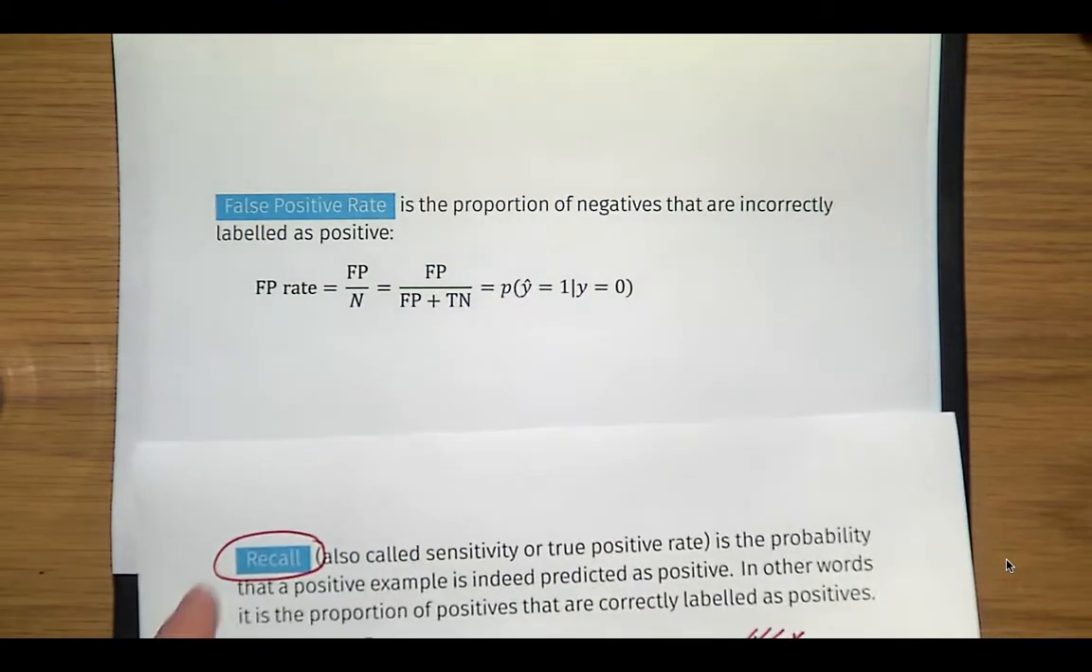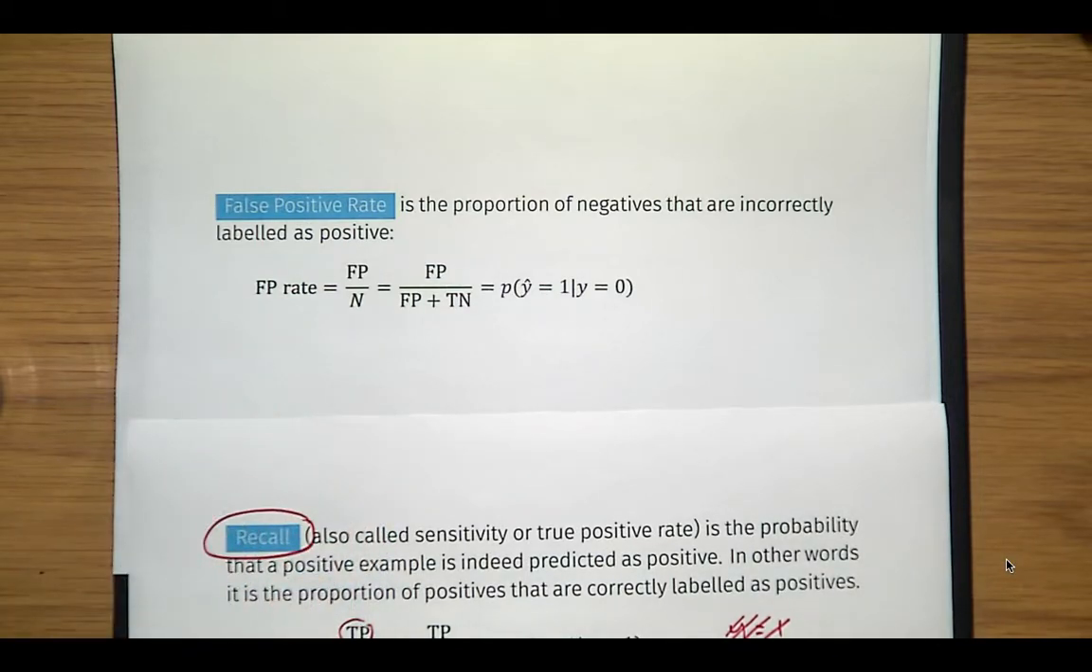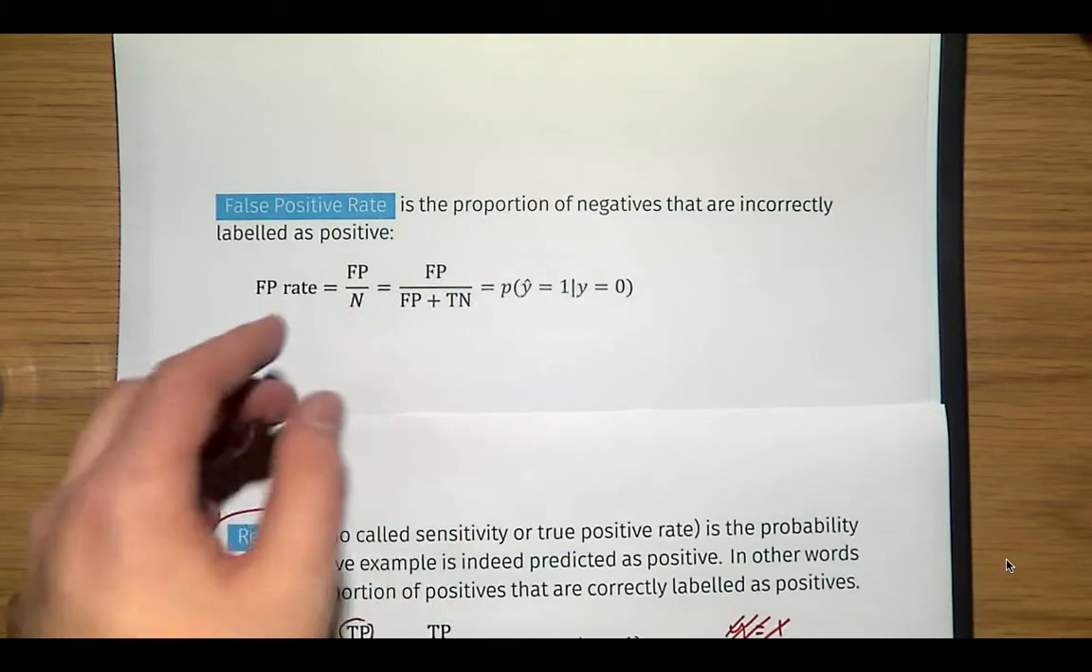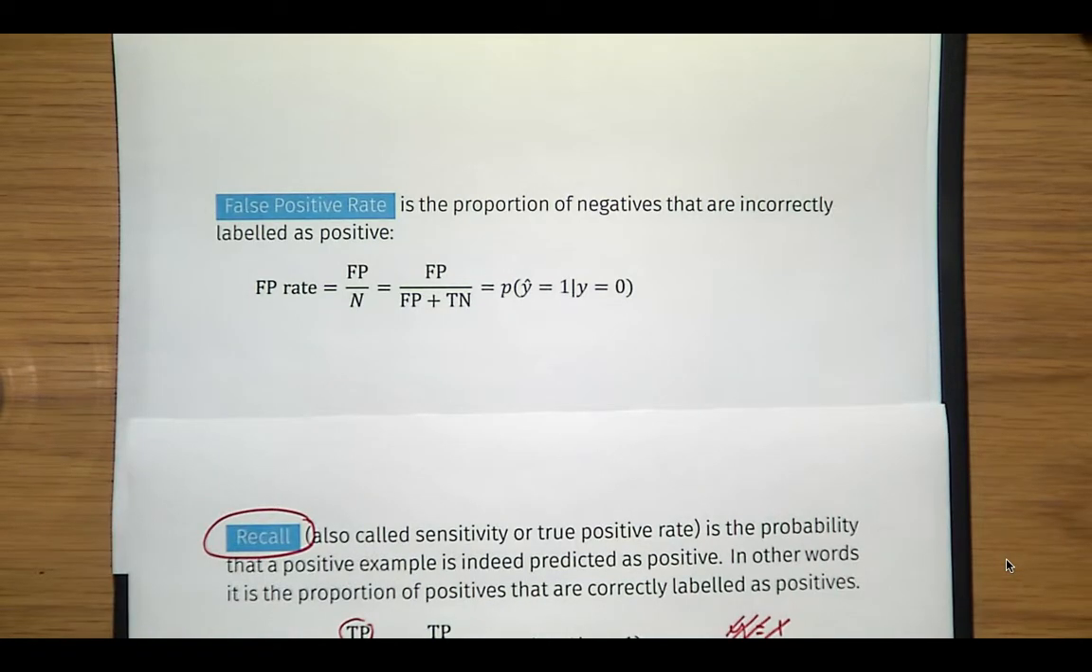So you want the false positive rate to be very low, obviously. Okay, so you want to make as few false positive predictions as possible. So here you're looking at the number of times you're making an error by saying it's a positive when it's not.